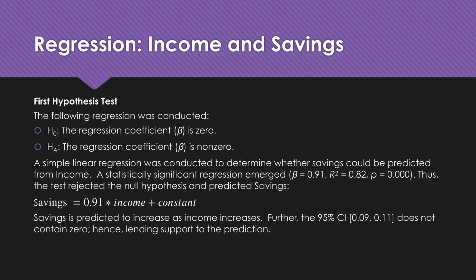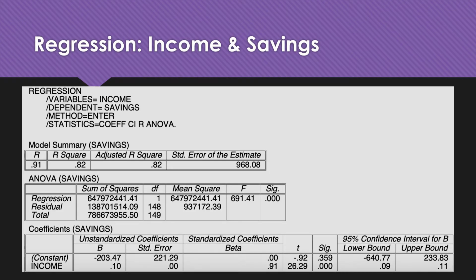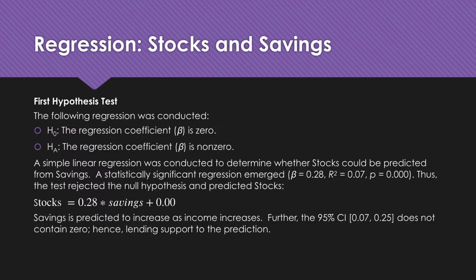So what's the confidence interval in this case? The 95% confidence interval is 0.09 to 0.11, and it does not pass through 0. That means it supports the regression and we can predict the data. Here is the data we pulled out from PSPP. As you can see, the beta is 0.91, the upper and lower bounds of the confidence interval are here, and the p-value is 0. Okay, going to the third use case, stocks and savings.